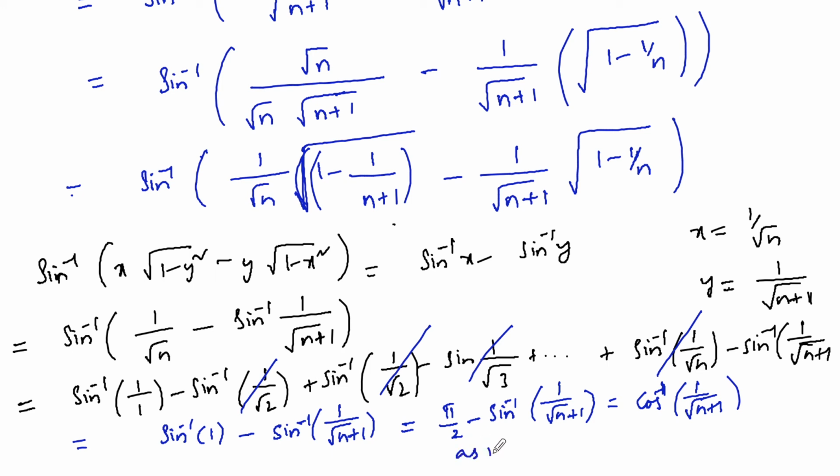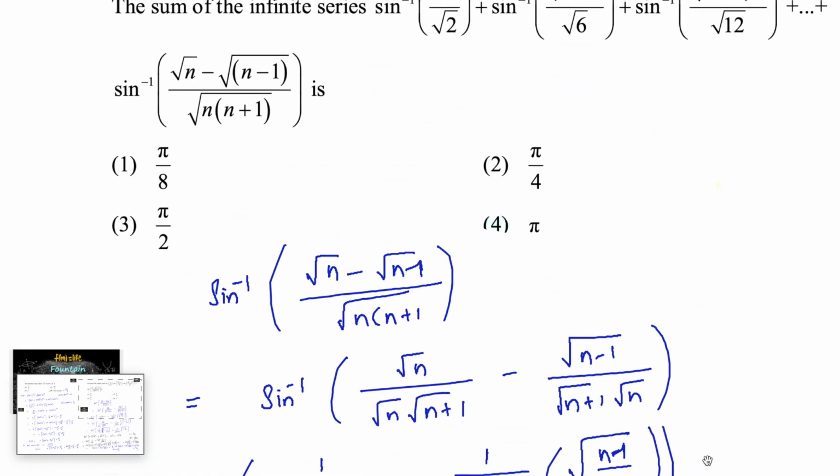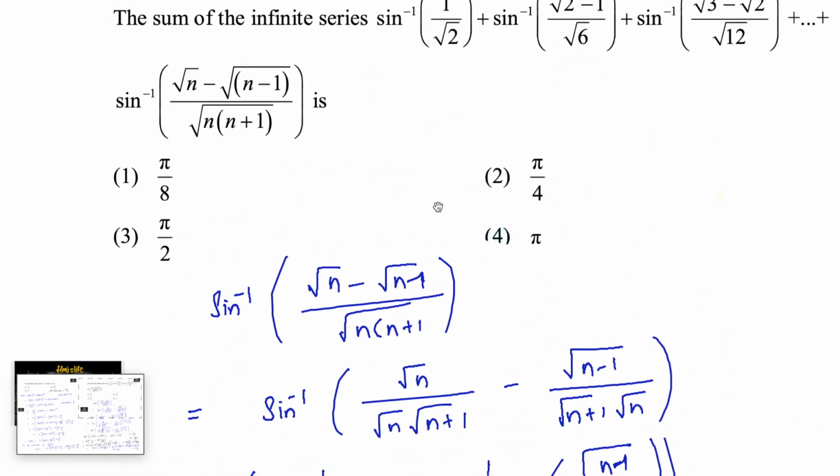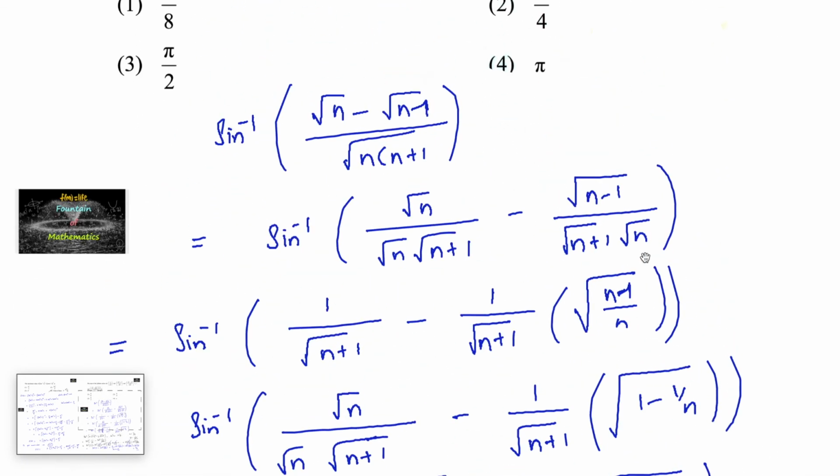Now as n tends to infinity, cos inverse of 1 upon root of n plus 1 tends to cos inverse of 0, we can write. So cos inverse of 0 is equal to pi by 2. So we can go with that option. So pi by 2 is the third option.